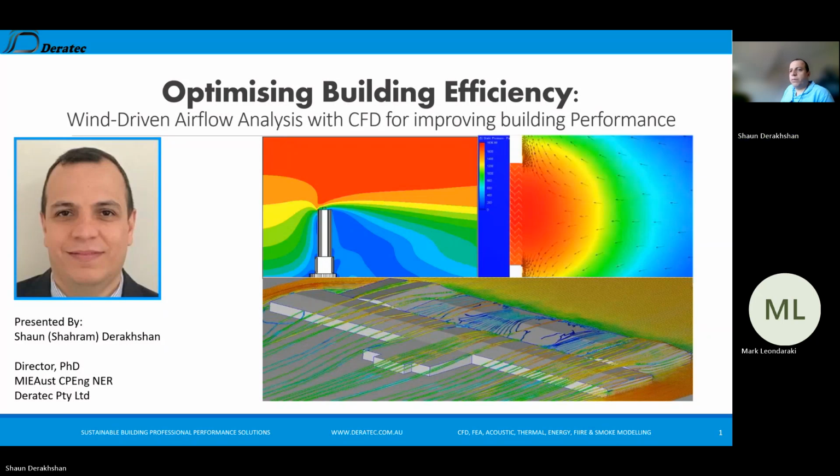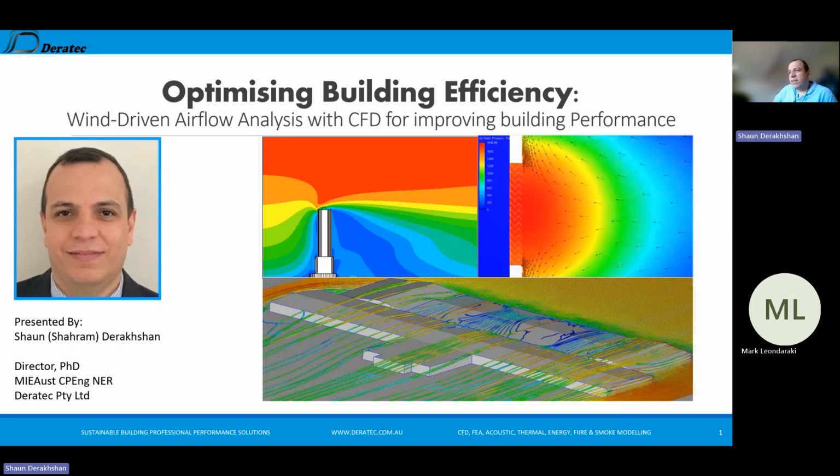So today we are just, for almost 1 hour or something like that, talking about CFD analysis, but the focus is outdoor airflow. Definitely when we say outdoor, it means wind involved, so wind driving airflow.